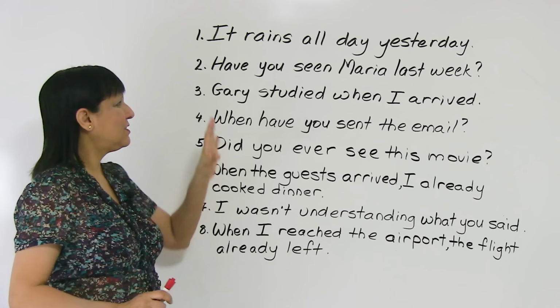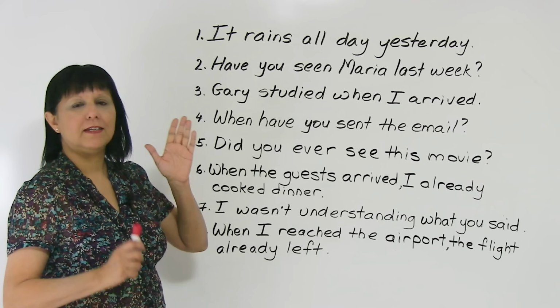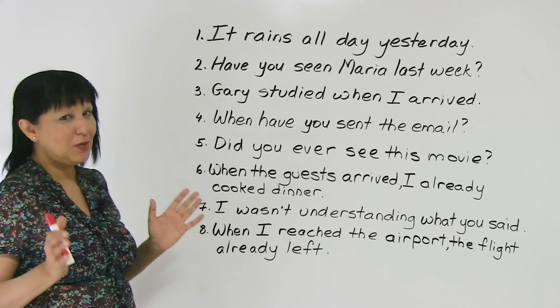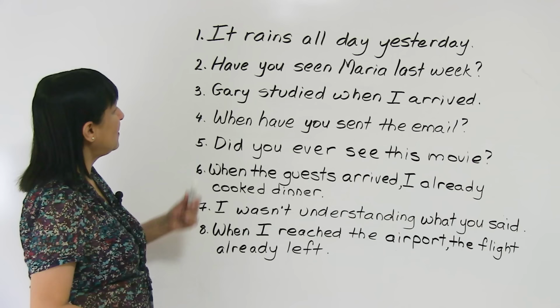So all of these sentences have some mistakes. You try to find out what's the mistake. If you know, then you know that part. If you don't, we'll see what to do. So, it rains all day yesterday. What's wrong with that sentence?